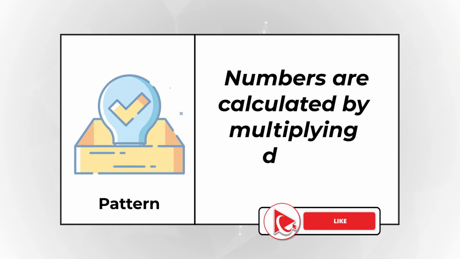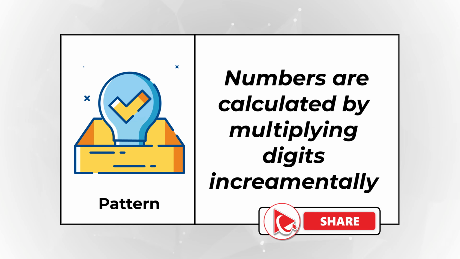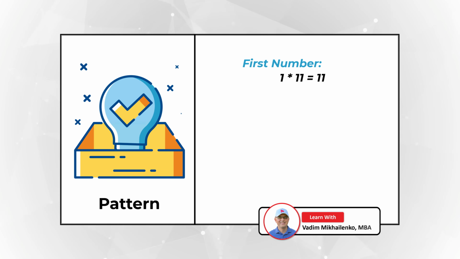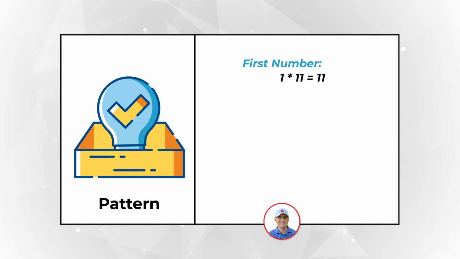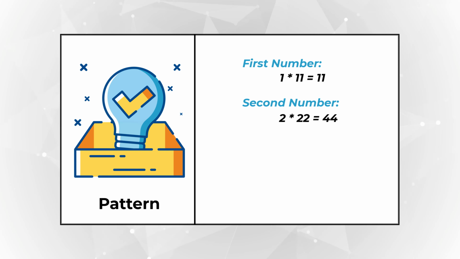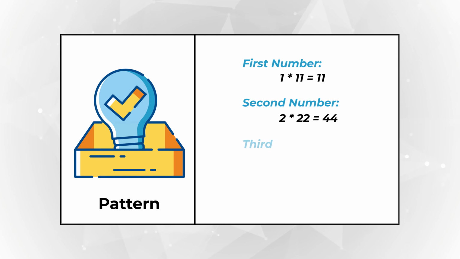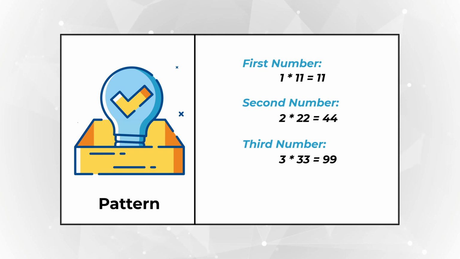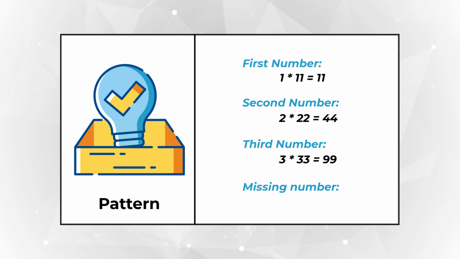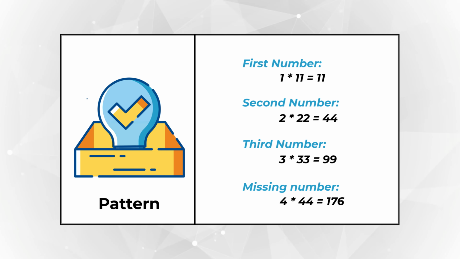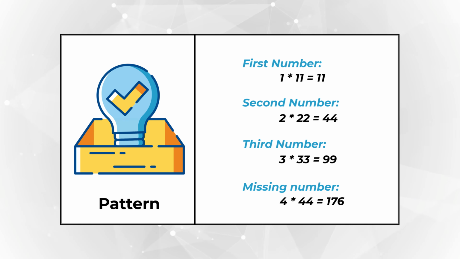The way first 3 numbers are calculated is by multiplying the single digits incrementally. For example, the first number is 1 multiplied by 11, which is 11. The second number is 2 multiplied by 22, which equals 44. The third number is 3 multiplied by 33, which equals 99. So the missing number can be calculated as 4 multiplied by 44, which equals 176.